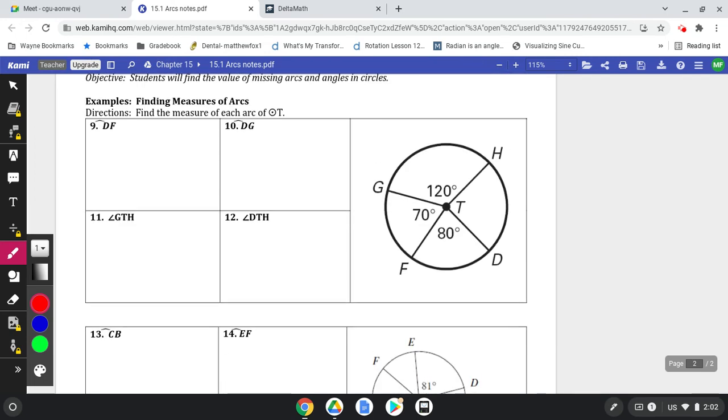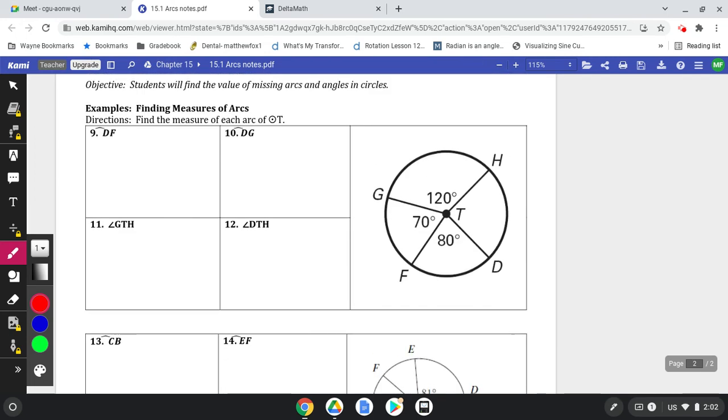All right. On to the next one. So if we look on the back here, we are trying to figure out what arc DF is. Arc DF would be here over to there, D to F. That is 80 degrees. So if the angle DTF or FTD there is 80 degrees, we know that the arc is also 80 degrees.